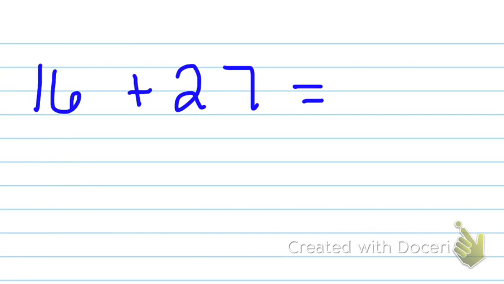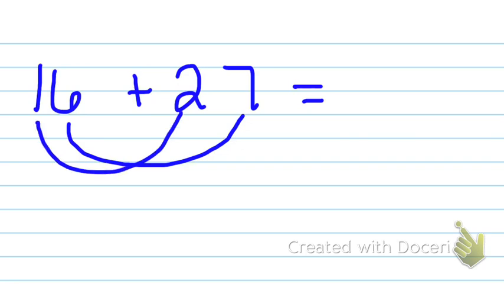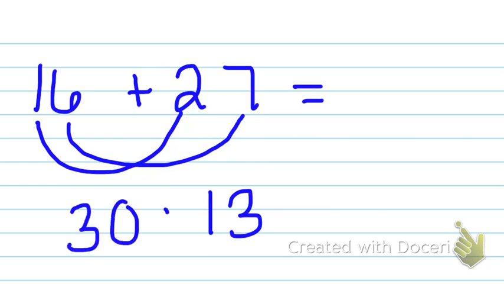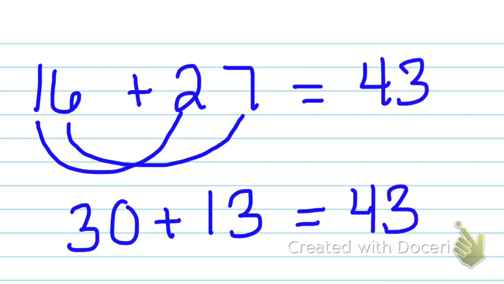Alright, boys and girls, 16 plus 27, using this strategy, I'm going to add my ones with my ones, my tens with my tens. 6 plus 7 is 13. 1 plus 2 is equal to 3. And remember, that's in the tens place, so it's 30. So 30 plus 13 is 43. If this is the addition strategy that you like, write it in your journal.